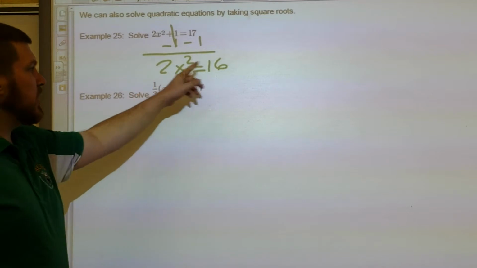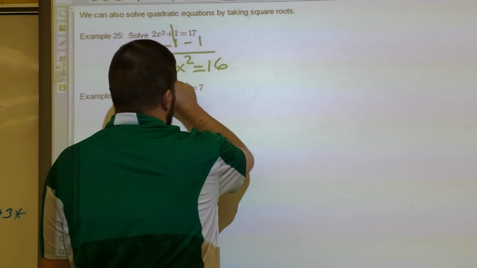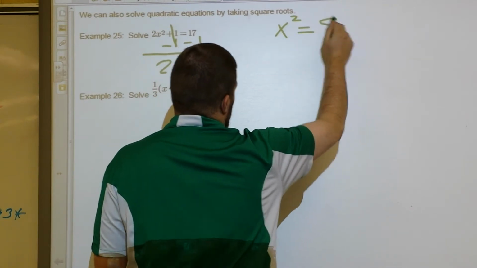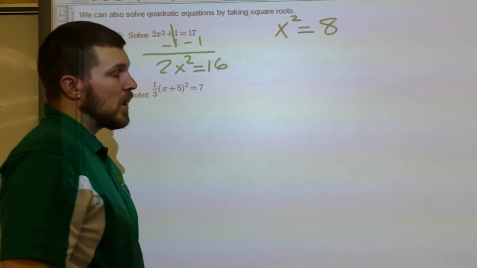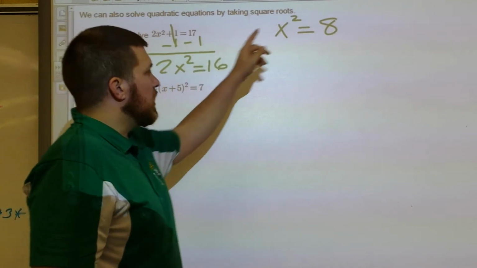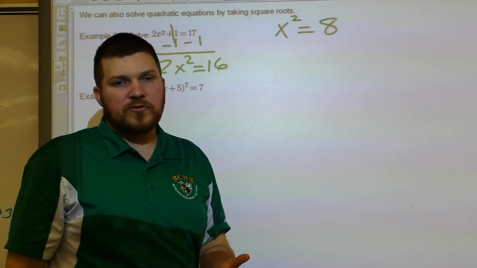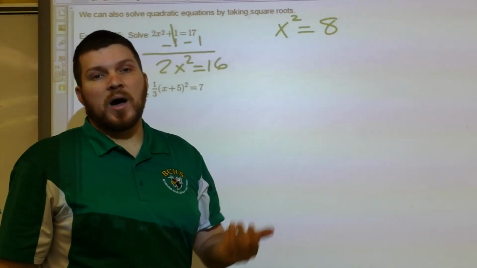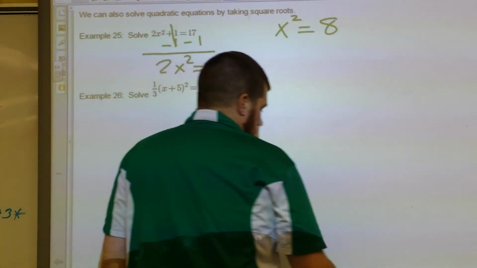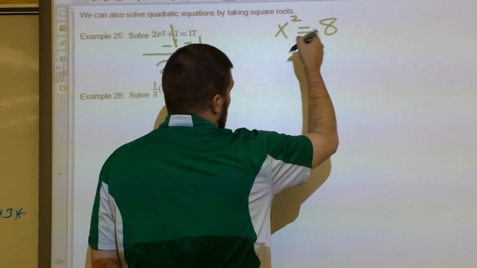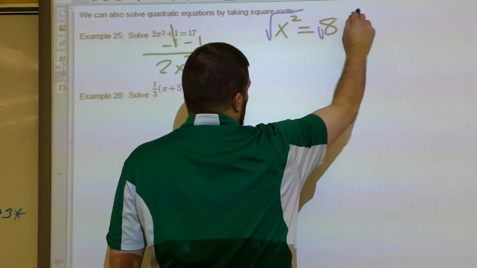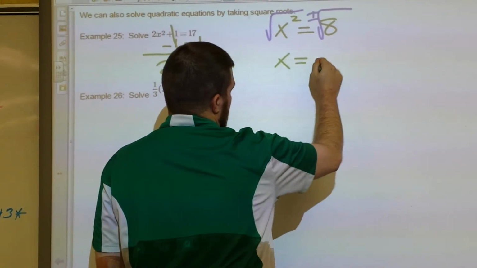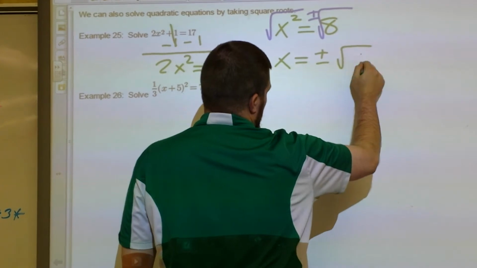Now I want to keep going, get x squared by itself. So I'm going to do that by dividing by 2 on both sides. So I end up with x squared equals 8, because 16 divided by 2 is 8. Now you have to remember, like we talked about in previous videos in this chapter, that if the power is even, we have to consider plus or minus, so two answers. So we're going to get rid of the square by square rooting, and it's going to be plus or minus. So x equals plus or minus the square root of 8.